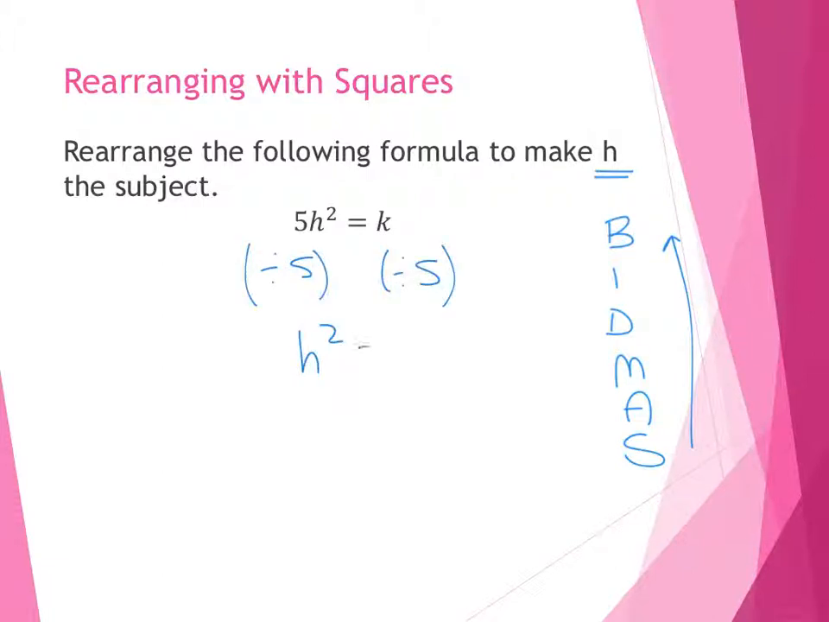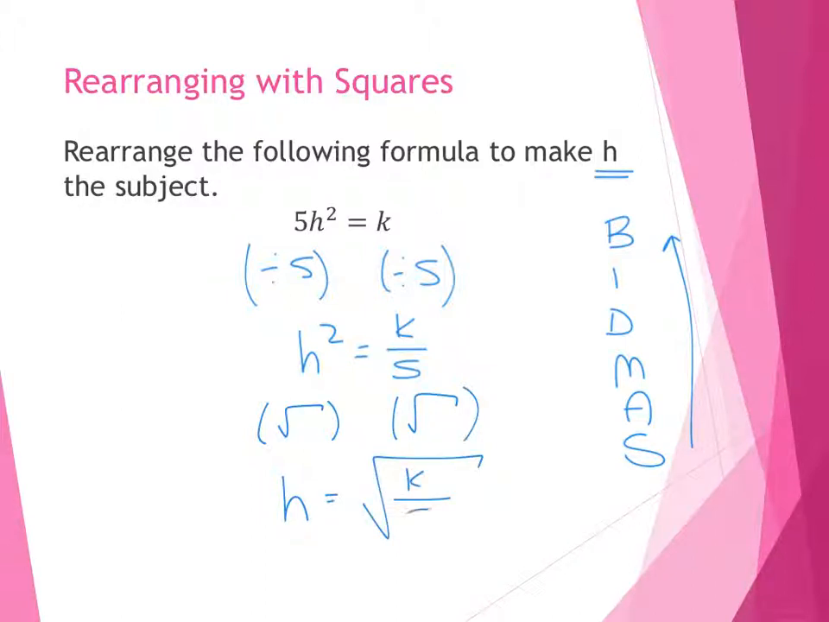Now we've got h squared equals k over 5. We haven't got any division to get rid of on the h side, but we have got an indice, so that's going to be our next thing to do. To get rid of the square, we're going to do a square root on both sides. So now we've got h equals the square root of k over 5.